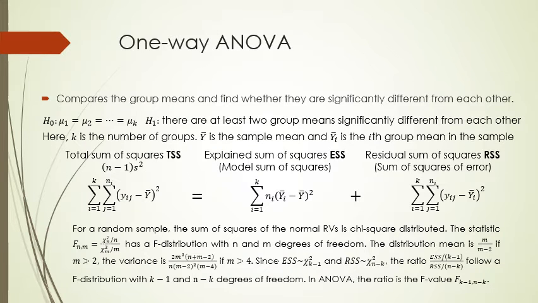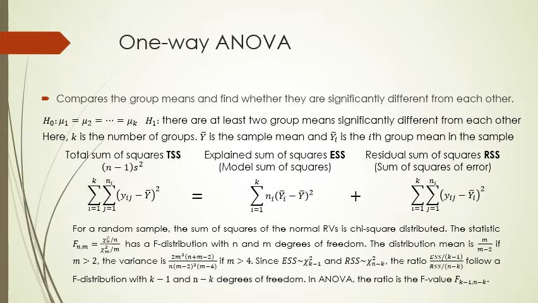In the ANOVA test, if we have one independent variable, then we have a one-way ANOVA test. If we have two independent variables, then we have a two-way ANOVA test. We only study the one-way ANOVA test here. One-way ANOVA compares the group means and finds whether any of the means are significantly different from each other.